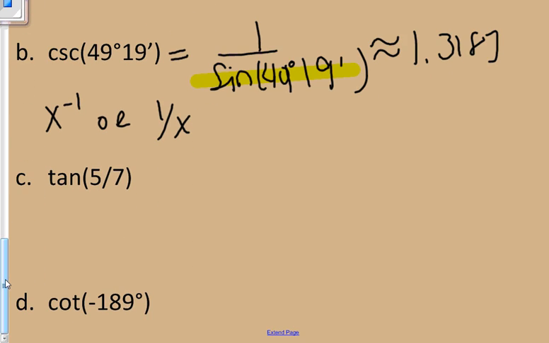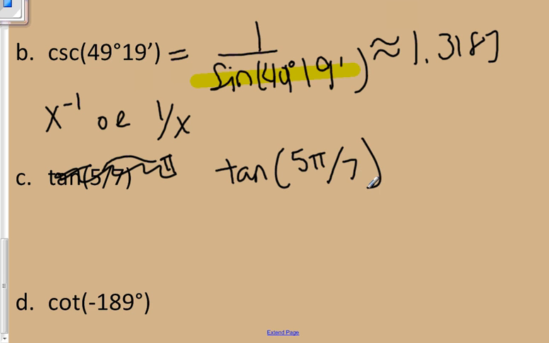Let's take a look at our last 2. So the tangent, oh, I'm missing a pi. There should be a pi in there, so squeeze in a pi right there. That should be 5 pi over 7. This is the tangent of 5 pi over 7. That's pretty straightforward. Just go ahead and put in your calculator. Do make sure that you're in radians instead of degrees, otherwise you're going to get different answers.